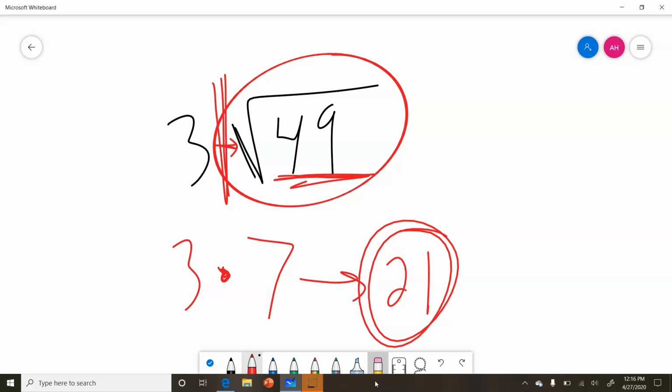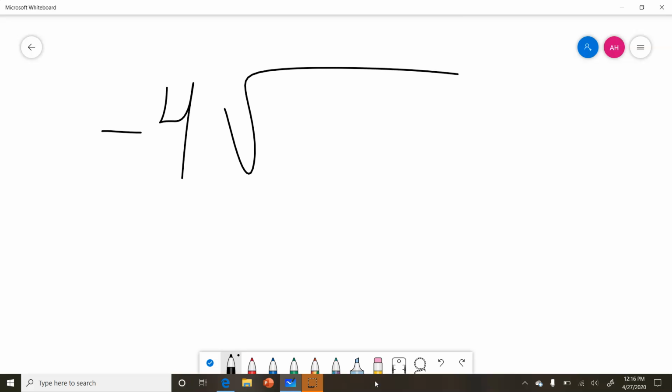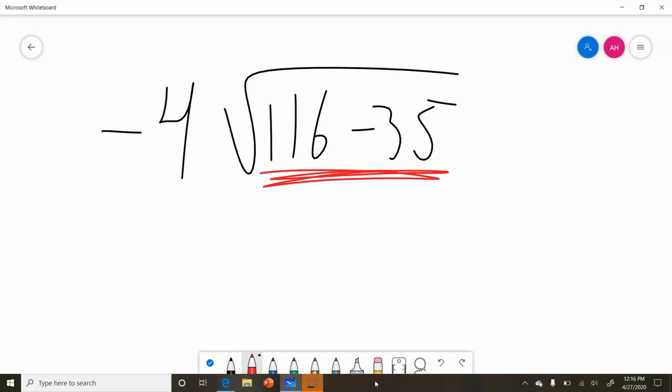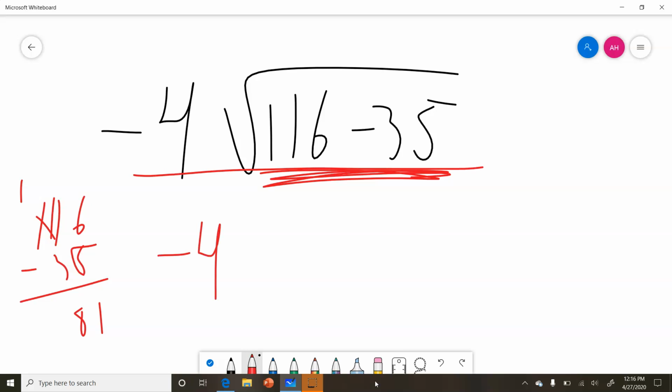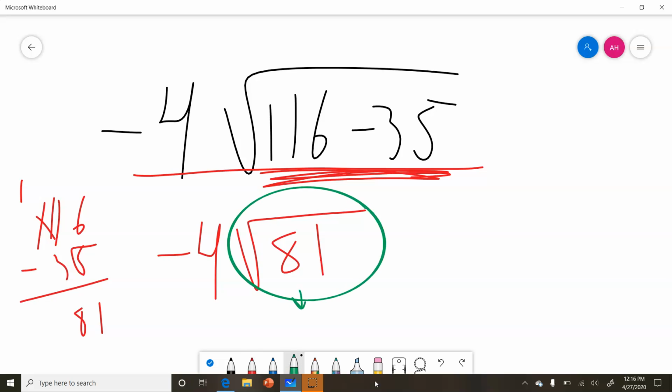Okay, so let's do an example one like that. Let's say that I had -4 times the square root of 116 minus 35. Okay, again, what is the most interior thing to do? 116 minus 35. And when I do that, look what I get. I get 81. So now I rewrite this whole thing, -4 times the square root of 81. Now what's the square root of 81? That is 9. So now I get -4 times 9, which is -36. And there's my final answer.